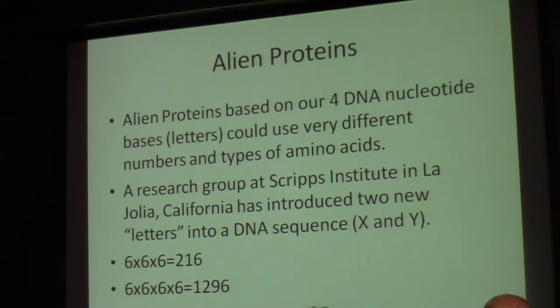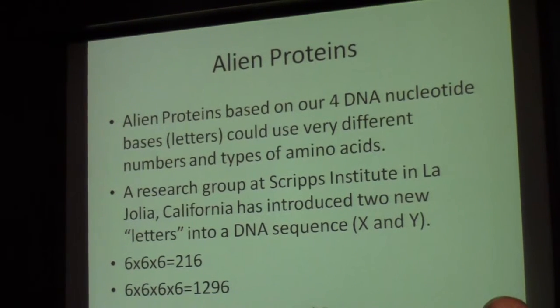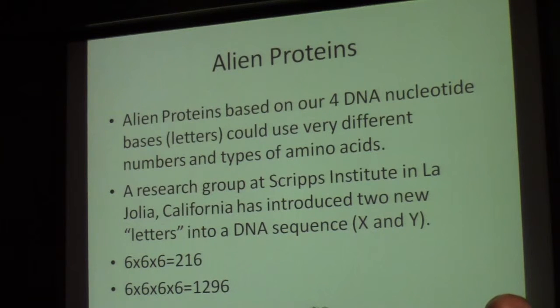Alien proteins. Even if it were based on our four DNA nucleotides, they could interpret those letters very differently. And there was a research group at Scripps in California that came up with two new letters, and they inserted it into the DNA of a bacteria. So that bacteria has six letters. Those two extras don't do anything, but they've been stable, I think, last time I heard, over 30 generations.